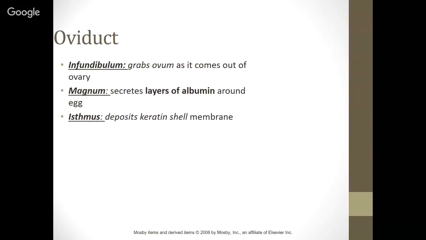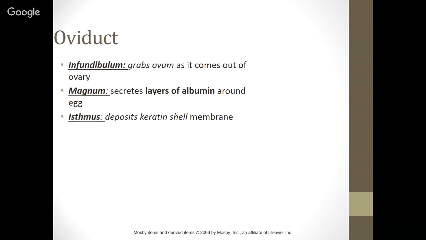Within the oviduct, there are different portions, and it is important for you to understand what happens in each part of this oviduct. In the infundibulum, it's the same as the mammal. It grabs the ovum as it comes out of the ovary. The magnum secretes layers of albumin around the egg. The isthmus deposits a keratin shell membrane.